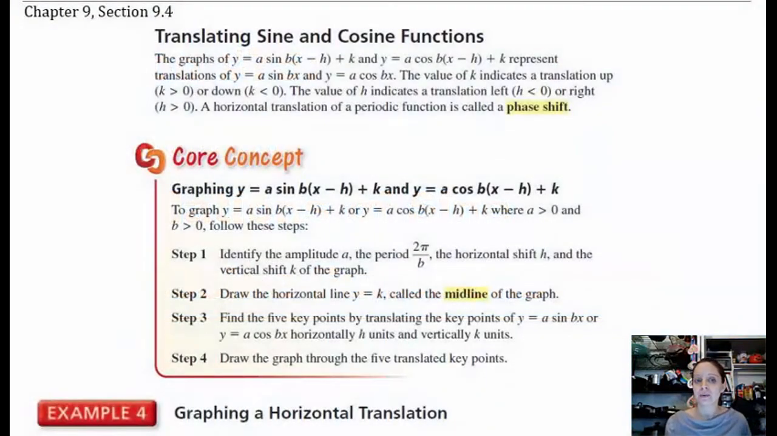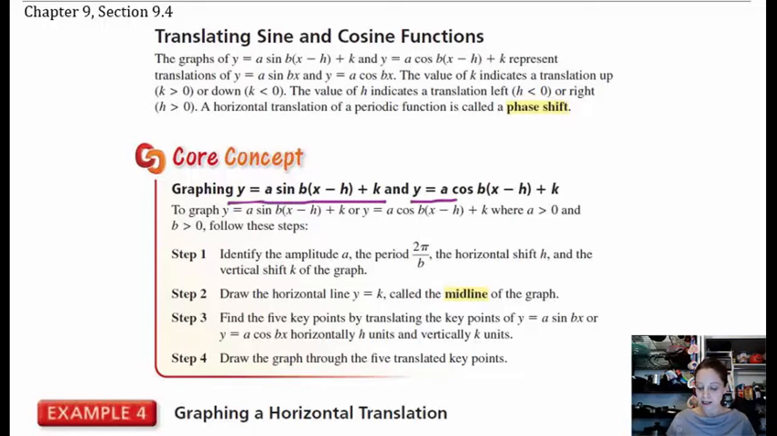The graphs of y equals a sine b(x minus h) plus k and y equals a cosine b(x minus h) plus k represent translations of y equals a sine bx and y equals a cosine bx. The value of k indicates a translation up or down. The value of h indicates a translation left or right. A horizontal translation of a periodic function is called a phase shift.